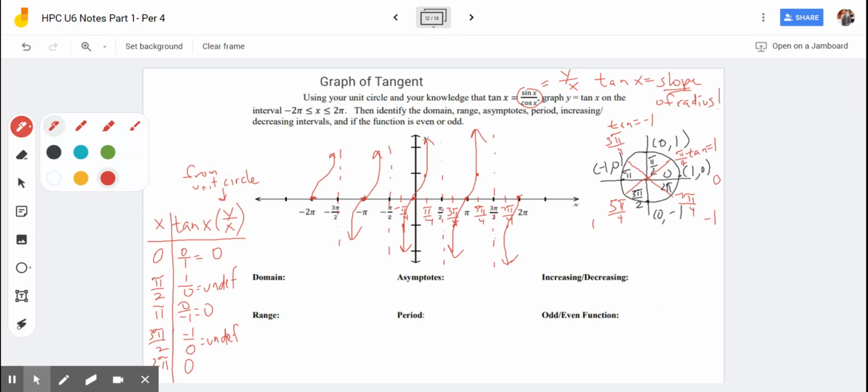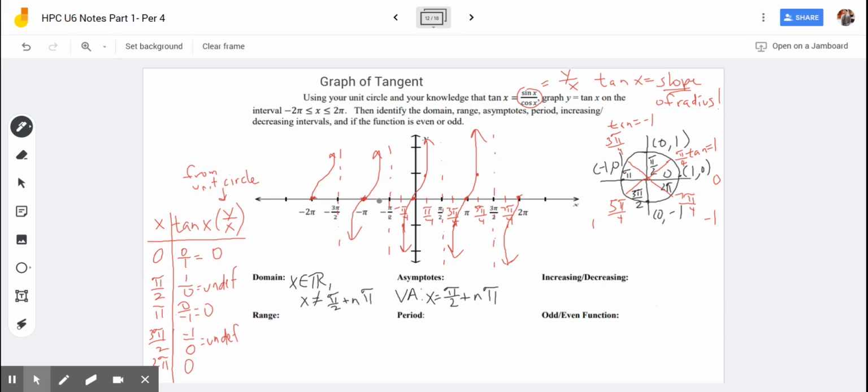Okay, so our domain for tangent is x is an element of real numbers, except it cannot equal pi over 2 plus n pi. Where our function is undefined, that's actually where we're going to have our vertical asymptotes. X equals pi over 2 plus n pi.